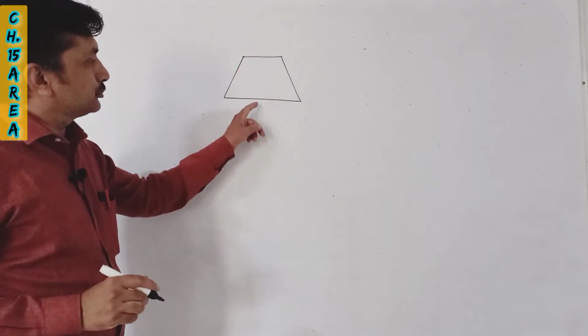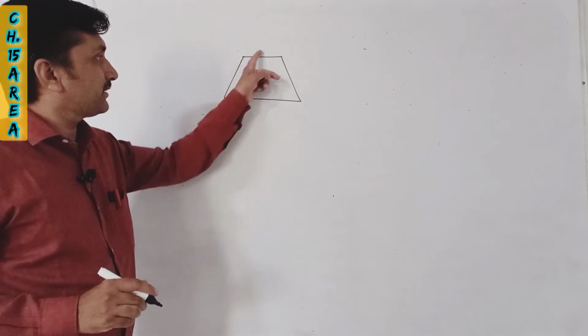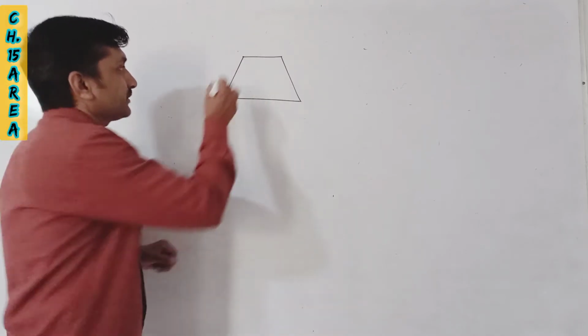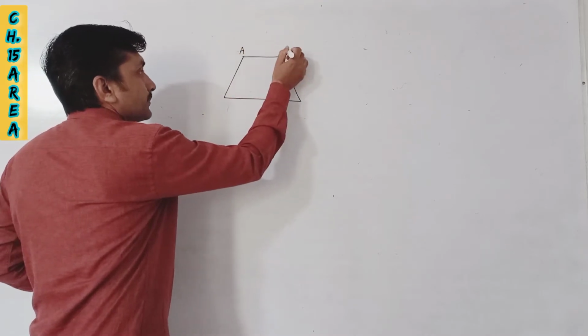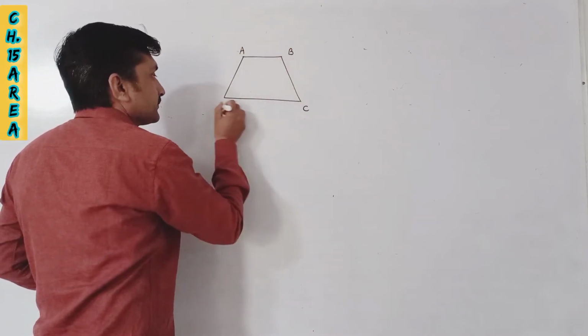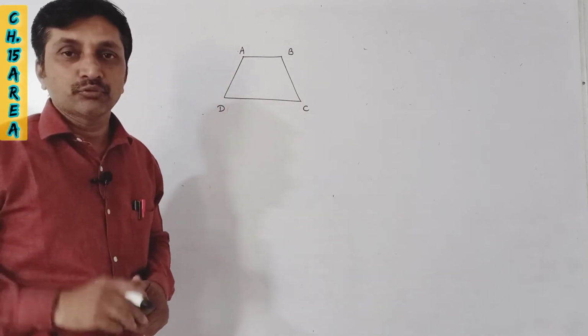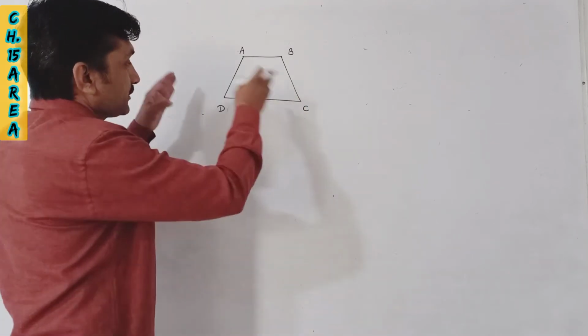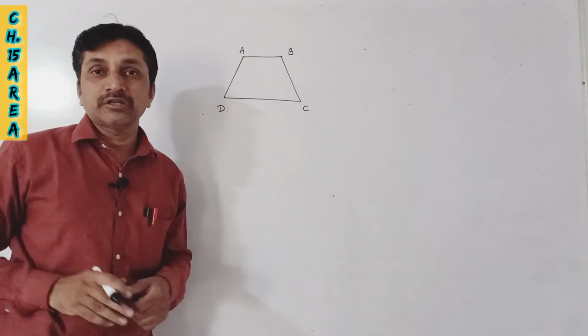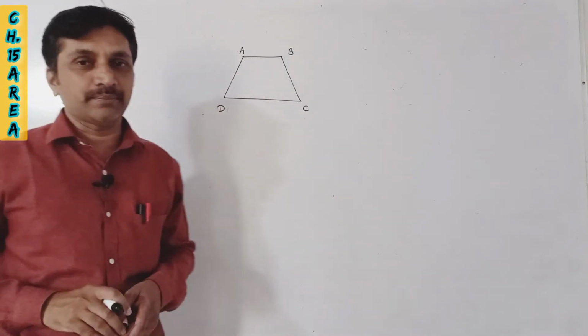Out of two pairs of sides, one pair is parallel. Now here you see, if I give the name ABCD, then AB is parallel to DC. One pair is parallel and the second pair is non-parallel. Then that quadrilateral is called a trapezium.